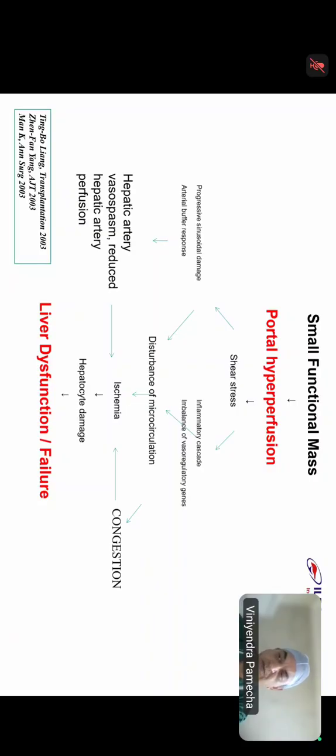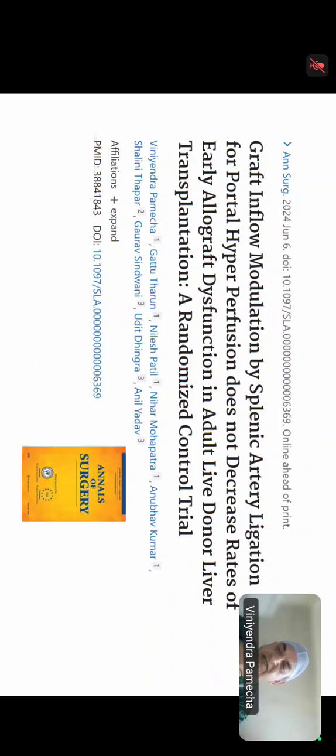I think it's important to know, because if you're doing major liver resections, then this is the way the pathophysiology of liver dysfunction and failure happens. Now, one would have thought that if you just divert the portal flow, things will just improve. But somehow that doesn't happen. We did this graft inflow modulation, obviously this is in the liver transplant setting, and we didn't see much change in terms of graft dysfunction after splenic artery ligation, which indirectly decreases the portal flow as well. So these are good areas to think about if you want to become an academic HPB surgeon.